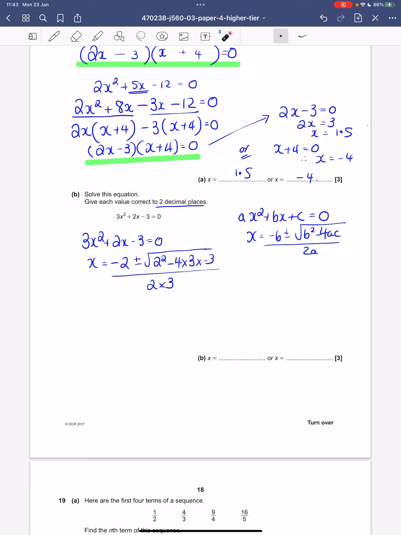A is 3, b is 2, so minus b plus minus square root b squared minus 4 times a, which is 3, times c, which is minus 3, over 2a. You have to memorise that formula. It's minus 2 plus minus the square root of 4 plus, and this is 36. It's plus because it's minus minus, and then 12 times 3 is 36, divided by 6.